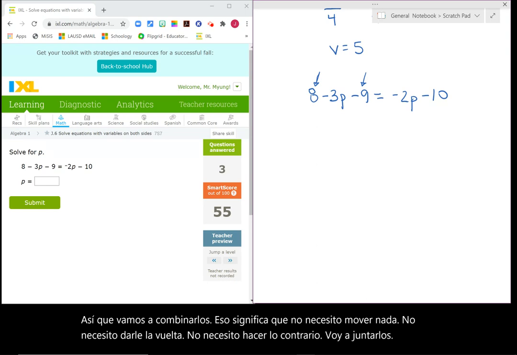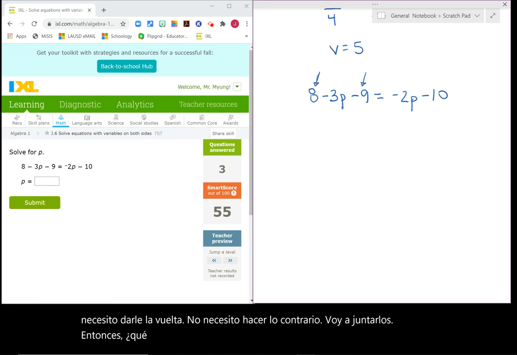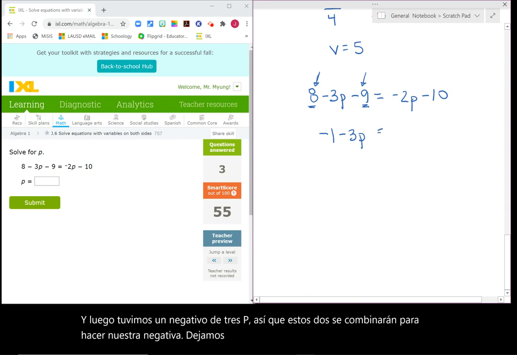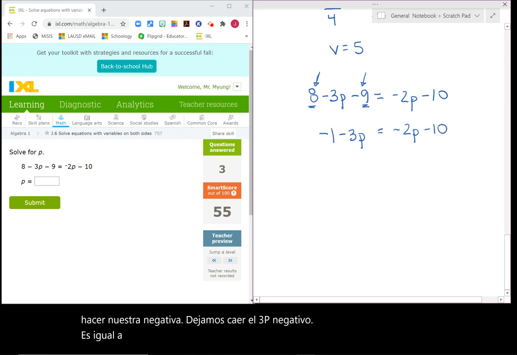So what is 8 minus 9? 8 minus 9 is negative 1. And then we had a negative 3p. So these two will combine to make our negative 1. We drop the negative 3p equals negative 2p minus 10. Now we have our new problem.